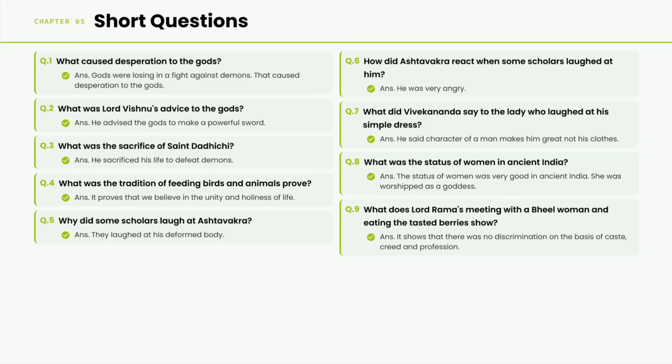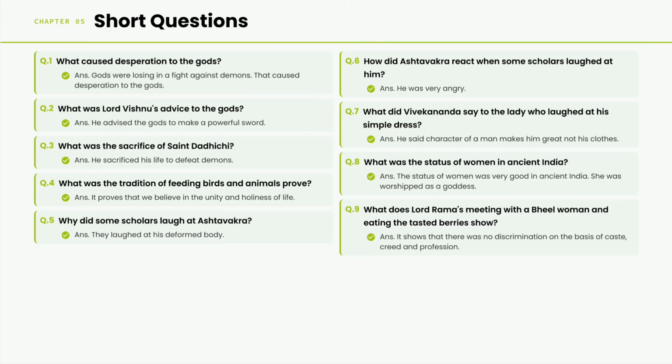Short questions from chapter 5. Question 1. What caused desperation to the gods? Answer. Gods were losing in a fight against demons. That caused desperation to the gods. Question 2. What was Lord Vishnu's advice to the gods? Answer. He advised the gods to make a powerful sword. Question 3. What was the sacrifice of Saint Dadichi? Answer. He sacrificed his life to defeat demons.